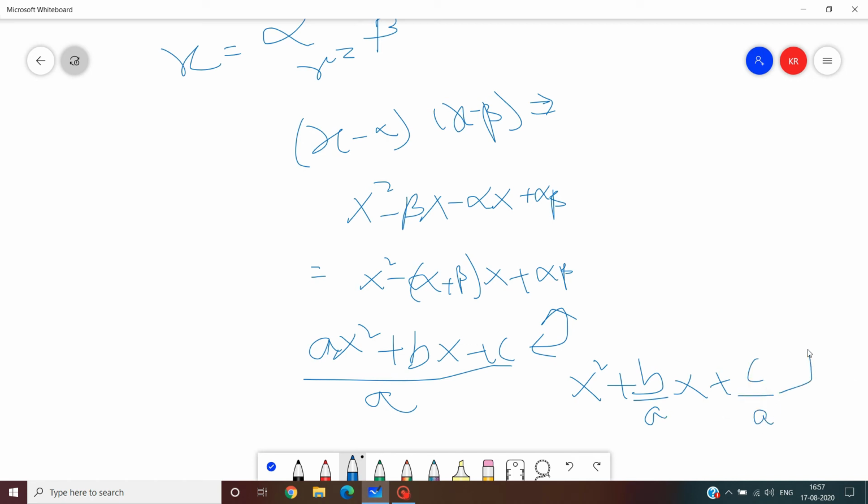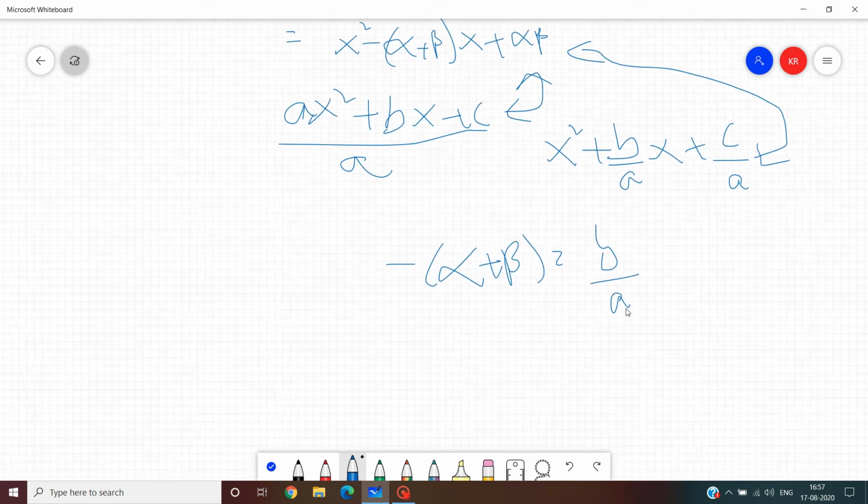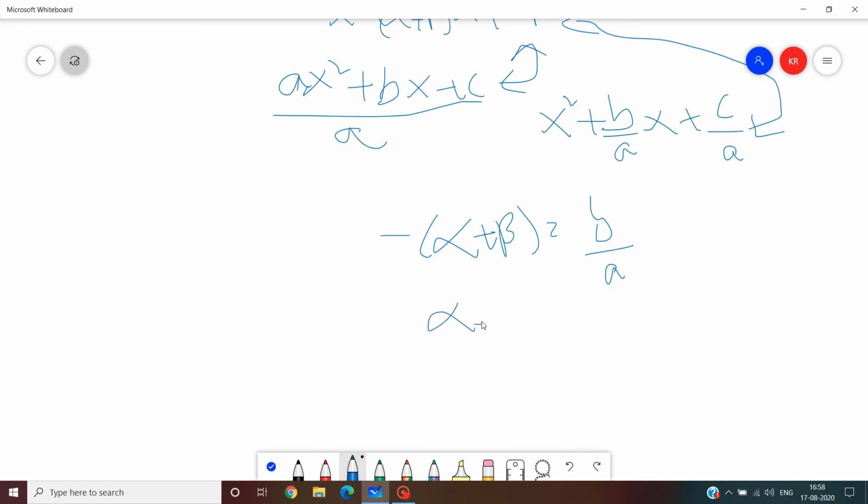This equation will be equal to the equation formed from the roots. Now compare: x square and x square, and the coefficients must be equal, so 1 and 1. The coefficient of x here is minus of alpha plus beta, and the coefficient of x there is b by a. So alpha plus beta equals minus b by a, right?